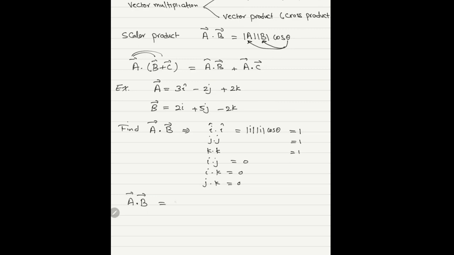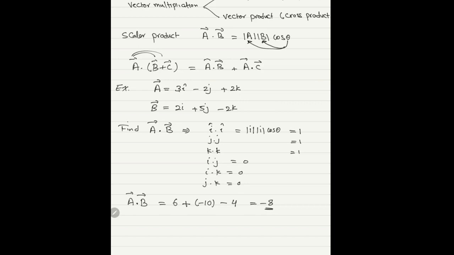It's equal to 6. When you multiply 3 by 2, it's equal to 6. Plus minus 2 multiplied by 5, it's minus 10 here. And minus 4, which is 2 multiplied by minus 2. Now minus 14 plus 6 equals minus 8. Remember, it's a scalar quantity.